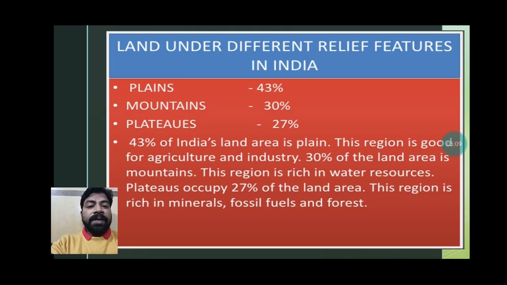So just like we have read that resources are not divided equally or distributed equally, in the same manner when we talk about land resource, it is also not divided equally. We have 43% of land surface on which we can do cultivation work, we can set up factories or industries. We have 30% of mountains, which is the source of rivers. Then we have 27% plateau, which is a rich source of minerals, fossil fuels and forest.